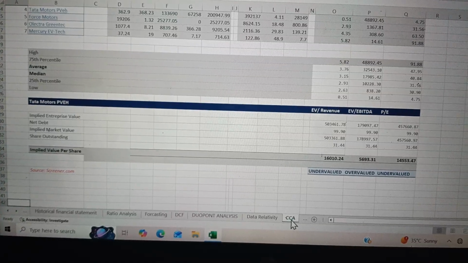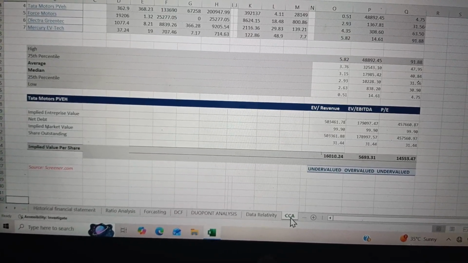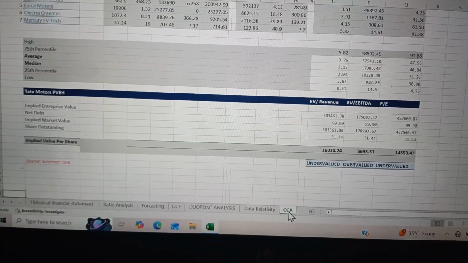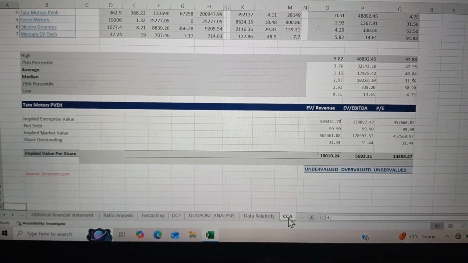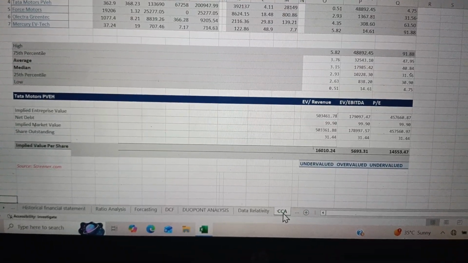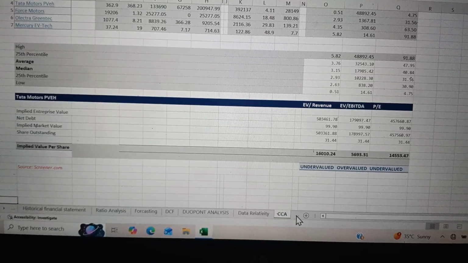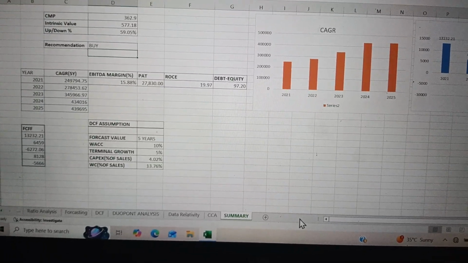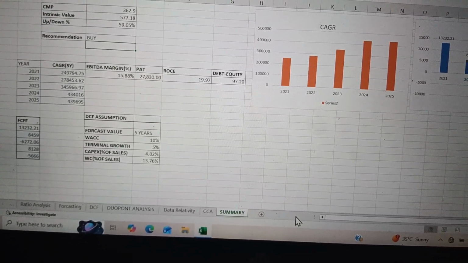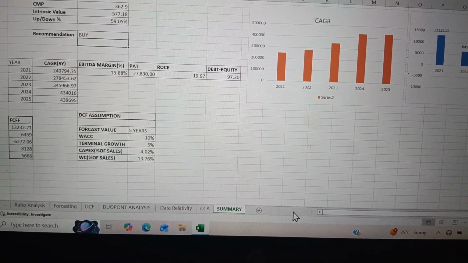We also see that enterprise value over revenue is undervalued and enterprise value over EBITDA is also undervalued. And we have also calculated the PE ratio, which tells us that the price of a share is undervalued, which means it has future chances to grow. And we have now summarized all the things.